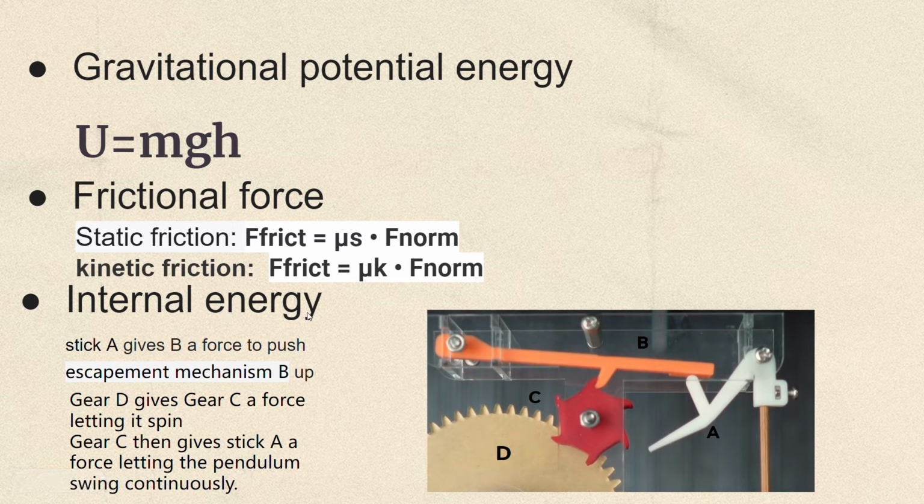For the internal energy, we have 4 items to construct the internal energy. First of all, stick A will give B a force to push B up, and also gear D will give gear C a force letting it spin, and gear C will then give stick A a force letting the pendulum keep swinging continuously.